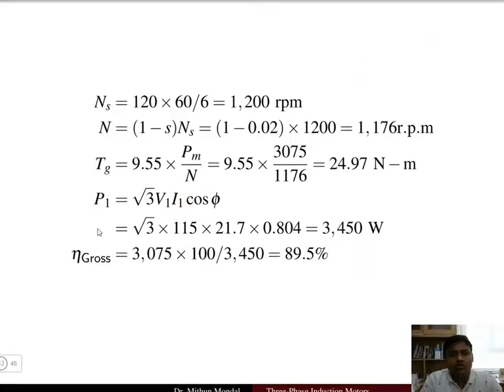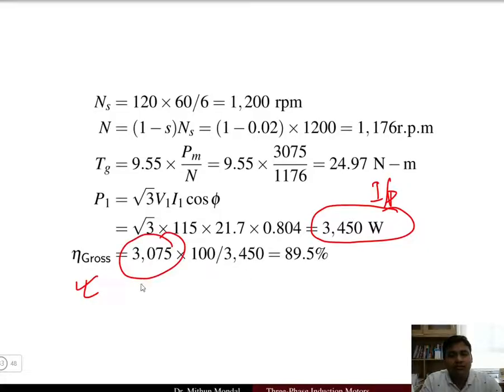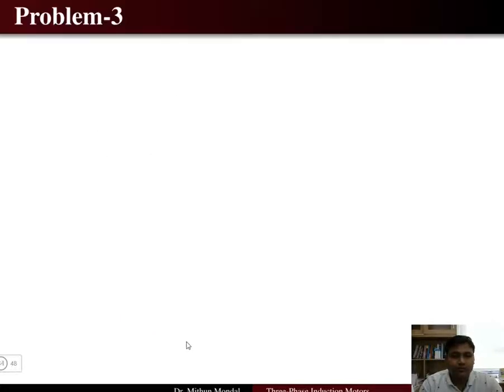P1 value. So the gross efficiency of the machine is basically the output by input. Here P1 is the input power, so this is our input power, and 3075 is our output power. So output by input multiplied by 100, we get an efficiency of 89.5%. That is the gross efficiency of the induction motor.